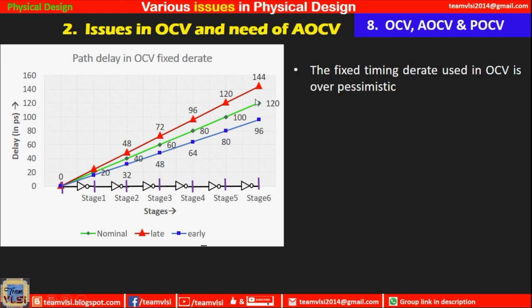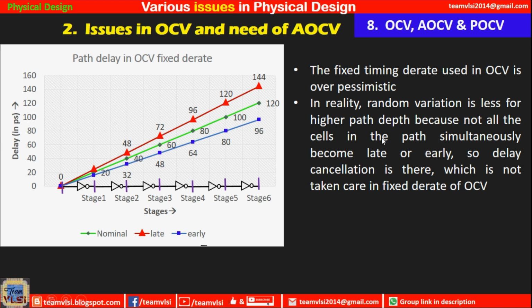So the fixed timing derate used in OCV is over pessimistic. Why over pessimistic? Because consider there are 6 stages, but it is not necessary that every stage will simultaneously be late or simultaneously be early. It's random. So in some stages it could be either late or early.